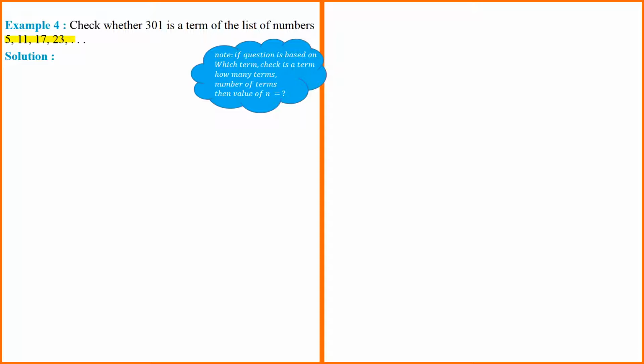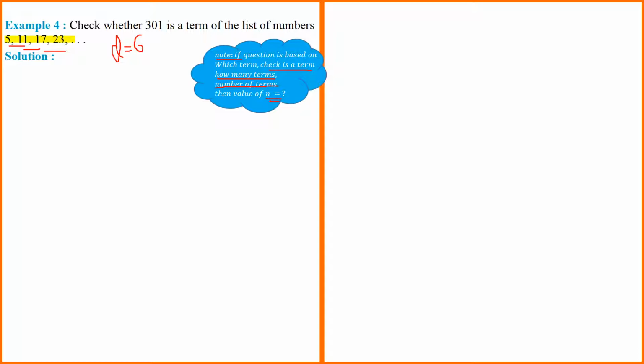The value of d remains 6. What's the reason for the value of d to be 6? 6 is continuously added to get the succeeding term. And just check the note. Question is based on which term? Check is a term, how many terms, and number of terms, then the value of n is to be found.